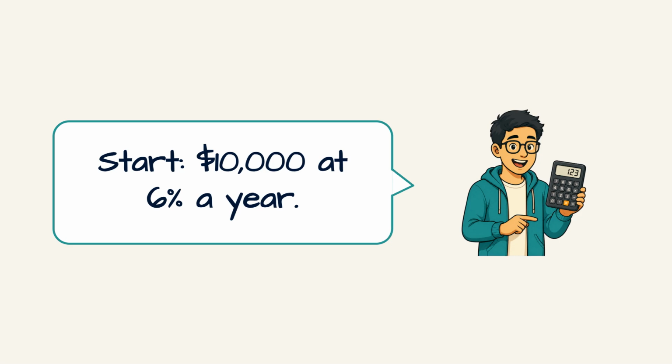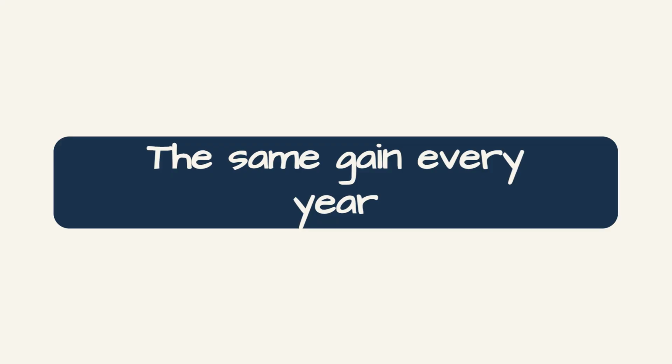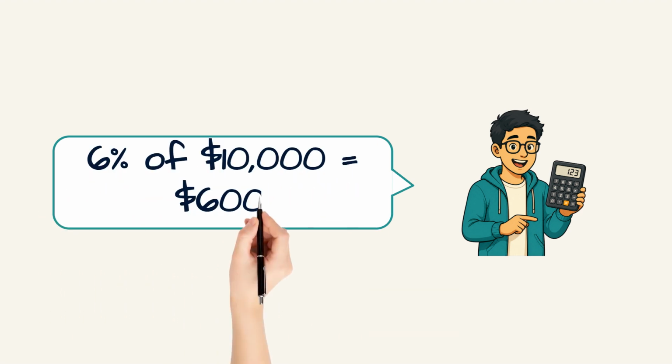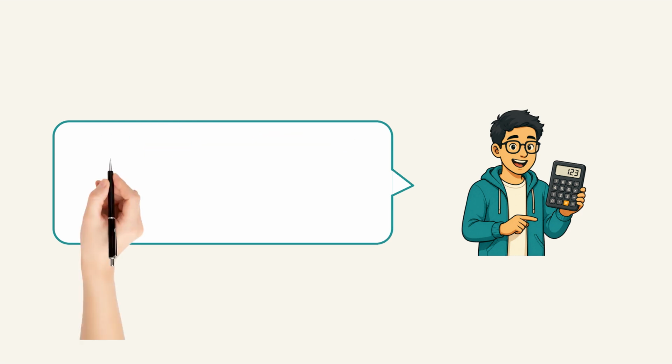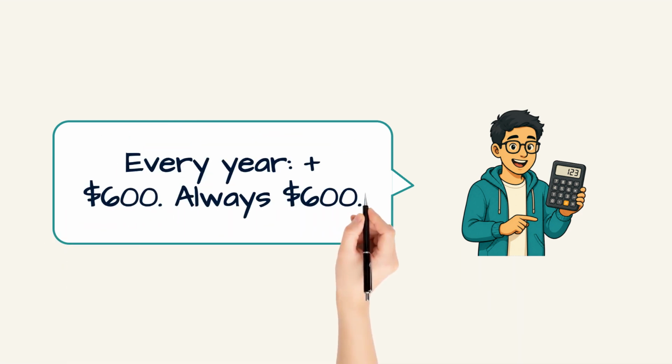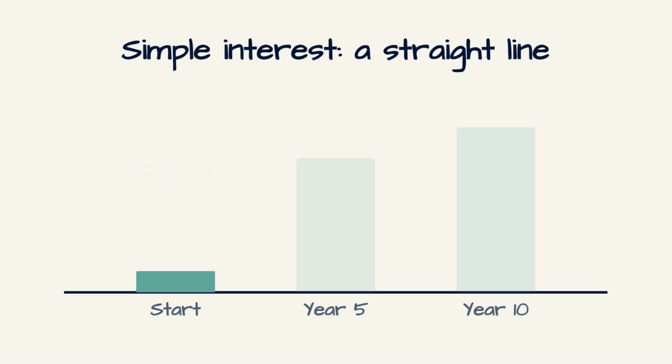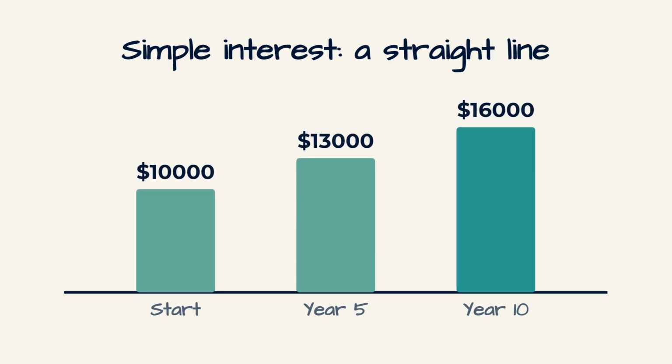Watch what the interest does. Simple interest only ever looks at your original money, the principal. 6% of $10,000 is $600. That's your interest for year one. Here's the catch with simple interest. It always calculates 6% of the original $10,000. So it adds the same $600 every single year. No more, no less.